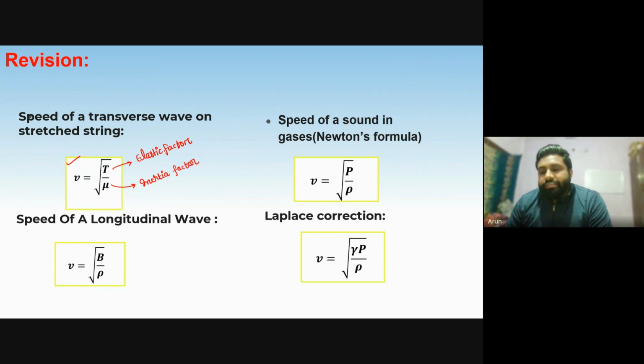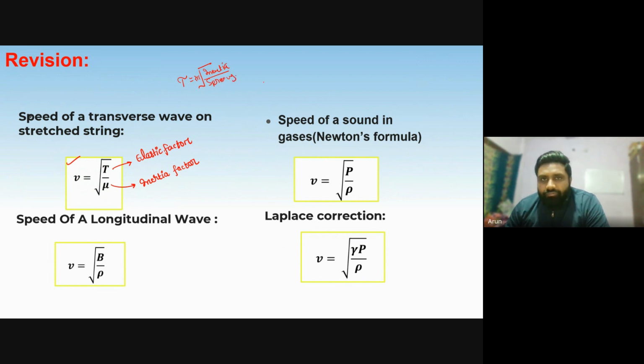In the weekend class, if you remember, we did a formula for time period. And what is that formula? It is 2 pi square root of the inertia factor divided by the spring factor. And the spring factor you can relate with the elastic factor.